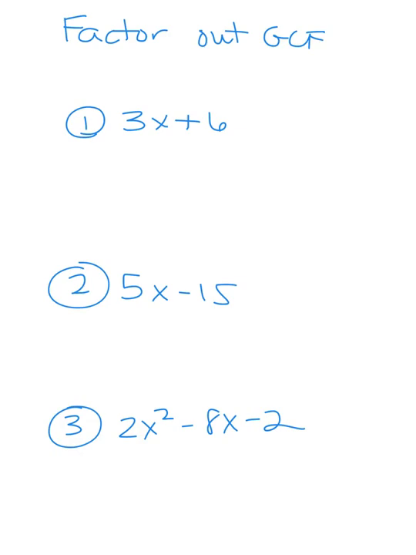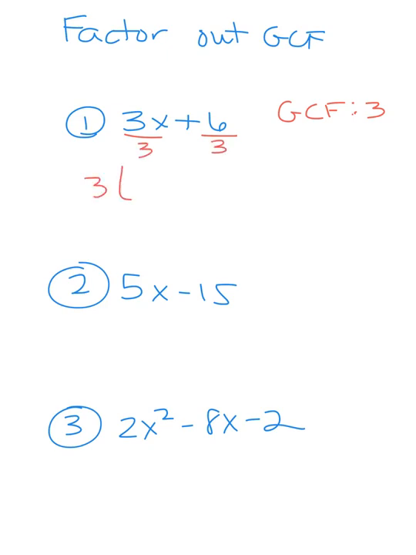So let's look at number 1. We have 3x plus 6. Two terms, it's a binomial. We need to figure out what goes into each term. So I'm looking at 3x and looking at 6. I know that it looks like 3 goes into both, but no variable, because I have an x in the first term but not an x in the second term. So I'm actually going to divide each term by 3.